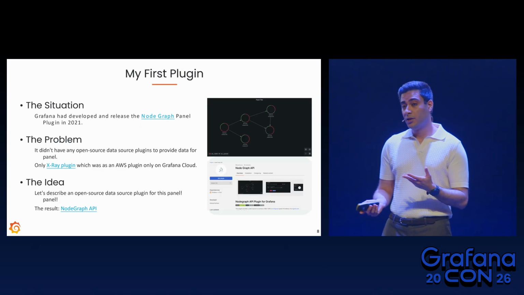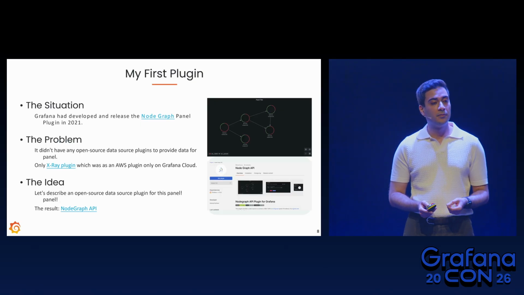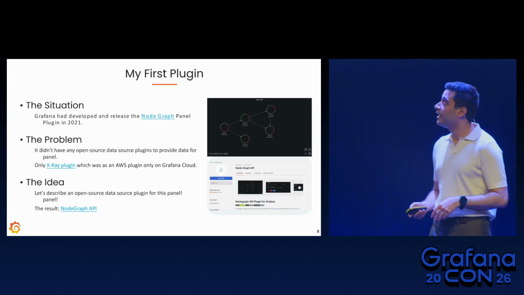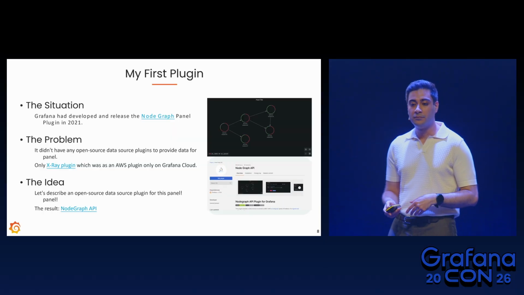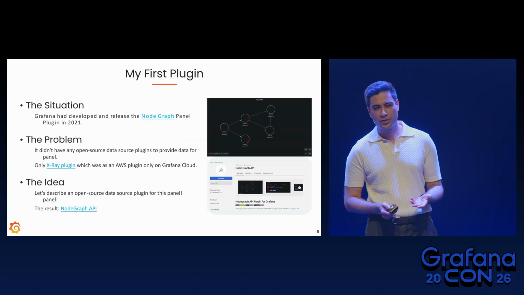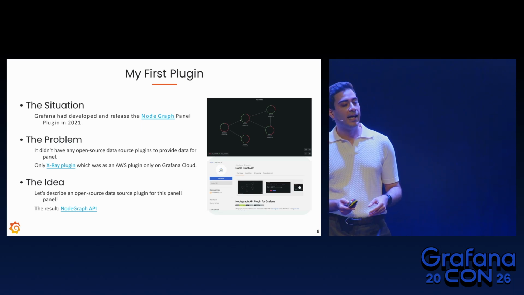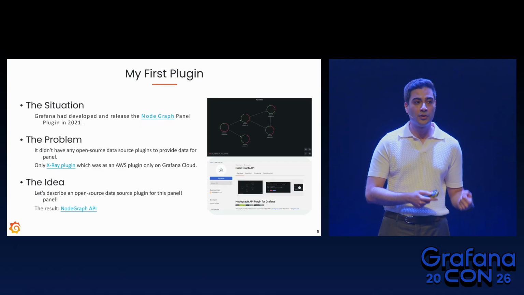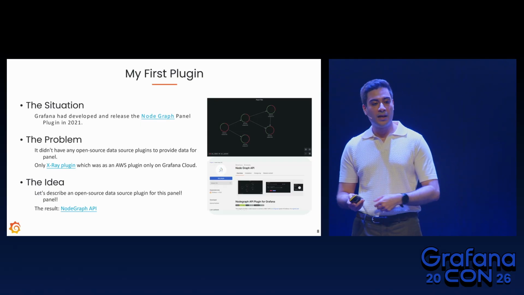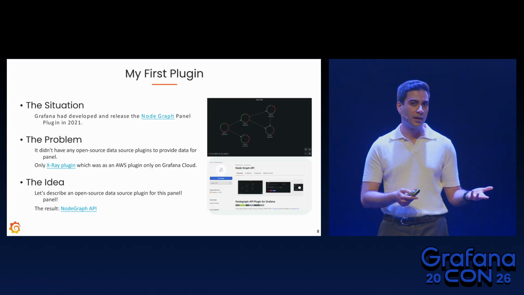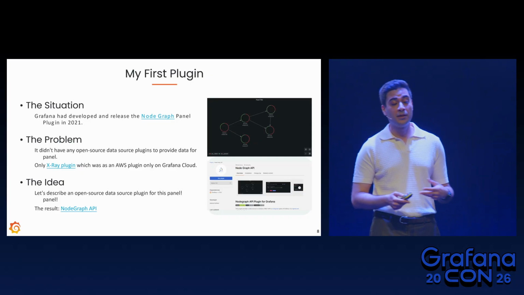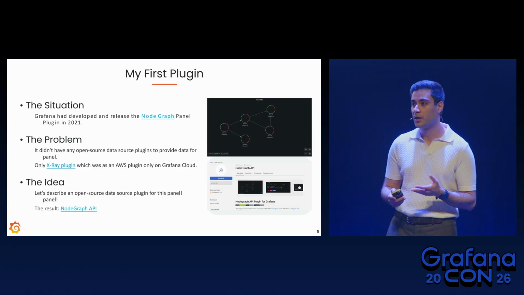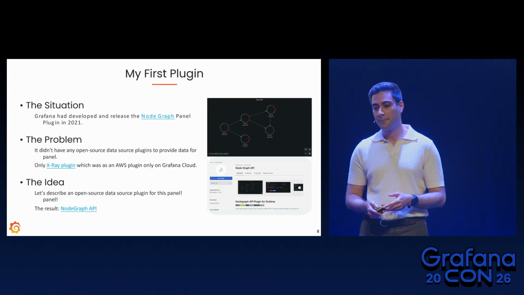So now that we know what exactly plugins are, my first plugin actually was about 2021. And the problem was that Grafana had released Node Graph, which I guess was Grafana version 8. And there wasn't a way that you could actually use a data source to show your data as graph in Grafana. And the only plugin there was X-Ray plugin in AWS. It was commercial, so nothing on open source that people could use. So I told myself that, OK, let's go and develop a plugin there. And that was my first plugin, which was called Node Graph API.